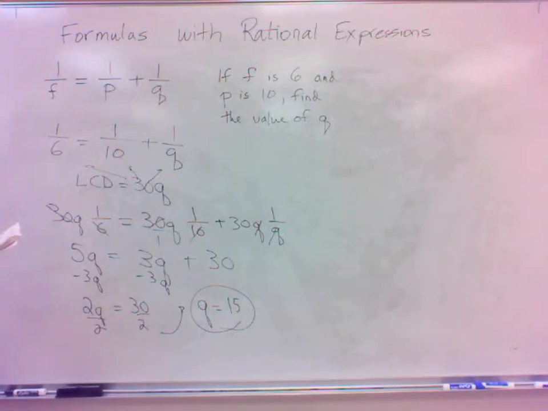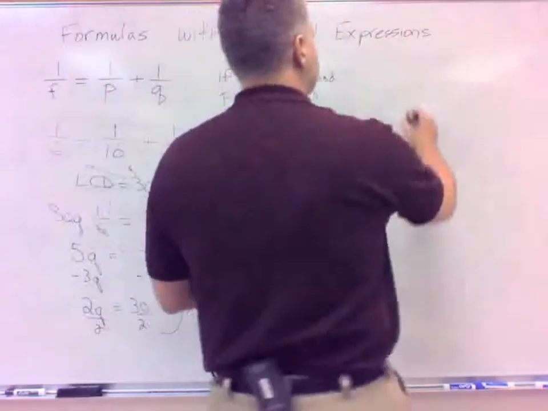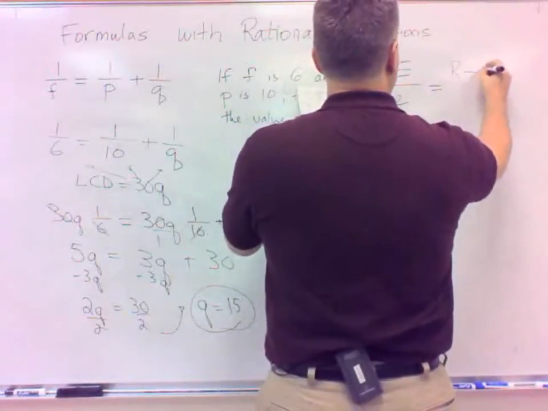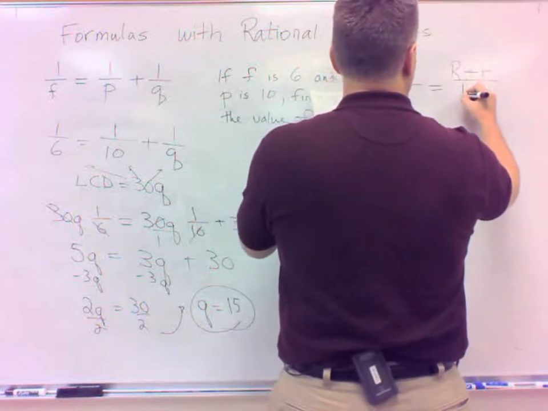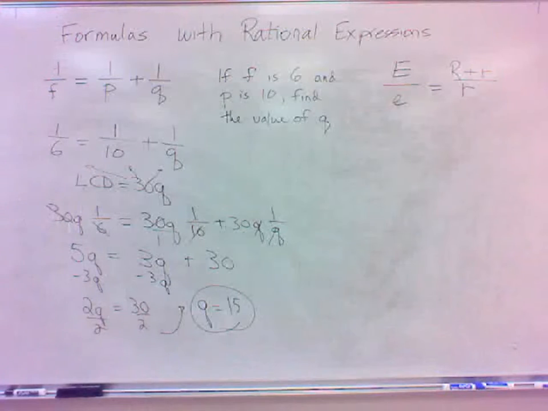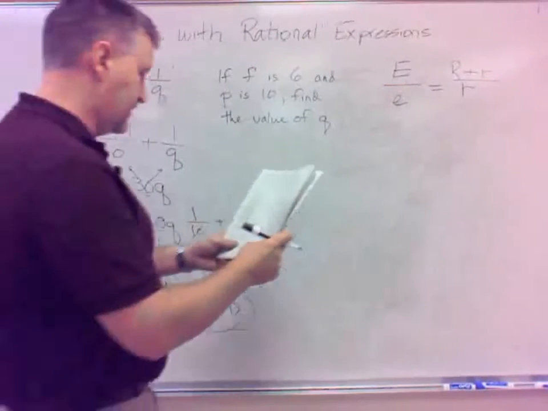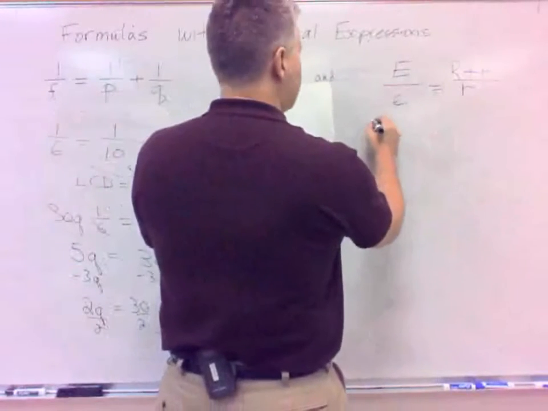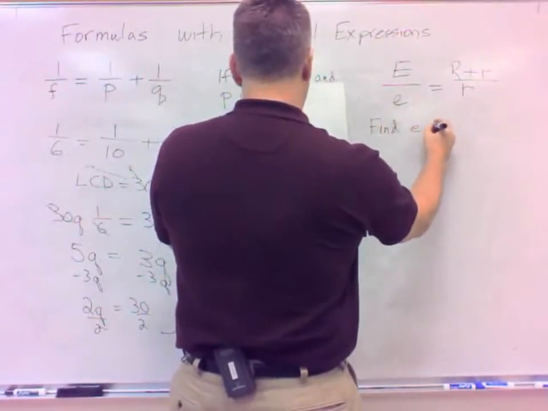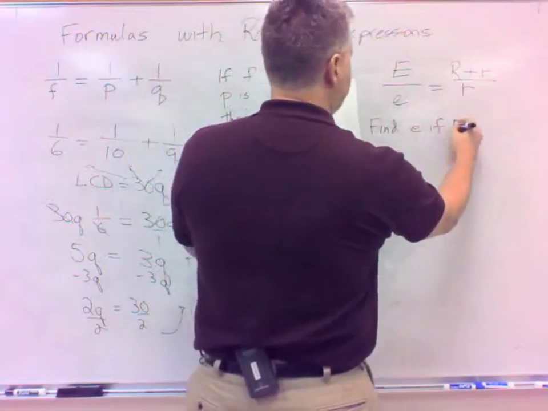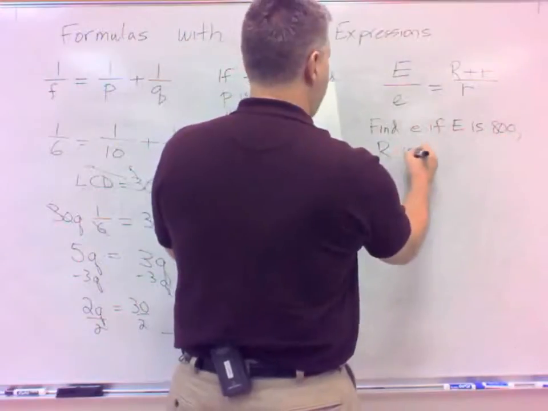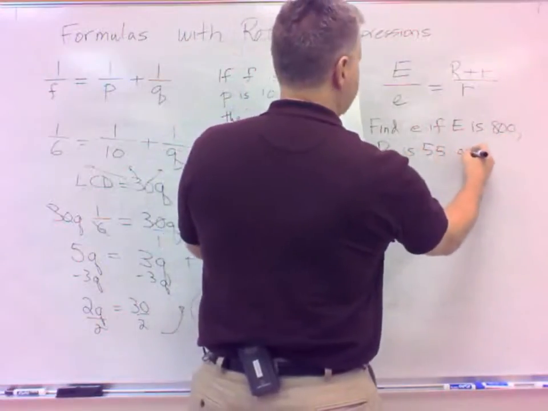All right. Let's try another one of those. Big E over little e equals big R plus little r over little r. What I want to do here is find the value of little e if big E is 800, big R is 55, and little r is 15.